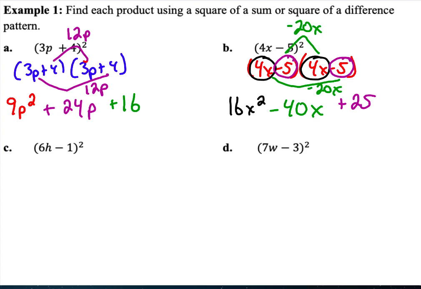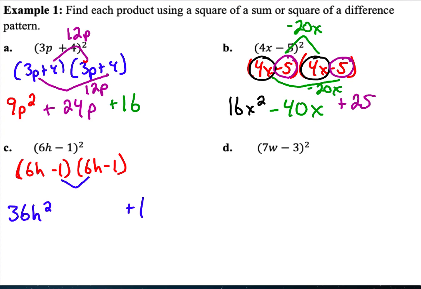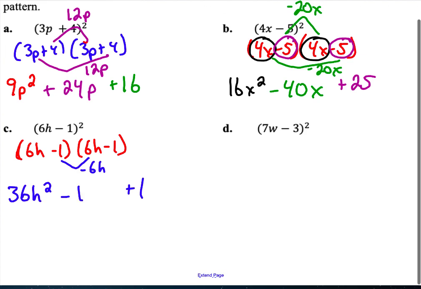So let's try the next one without writing it out, without showing all of the work for it. But it is helpful to write it out to show what's being multiplied. So I'm going to start with 6h times 6h is 36h squared. Negative 1 times negative 1 is positive 1. And then in the middle, I'm going to get negative 1 times 6h is negative 6h, but it's going to happen twice, so that's going to be negative 12h.